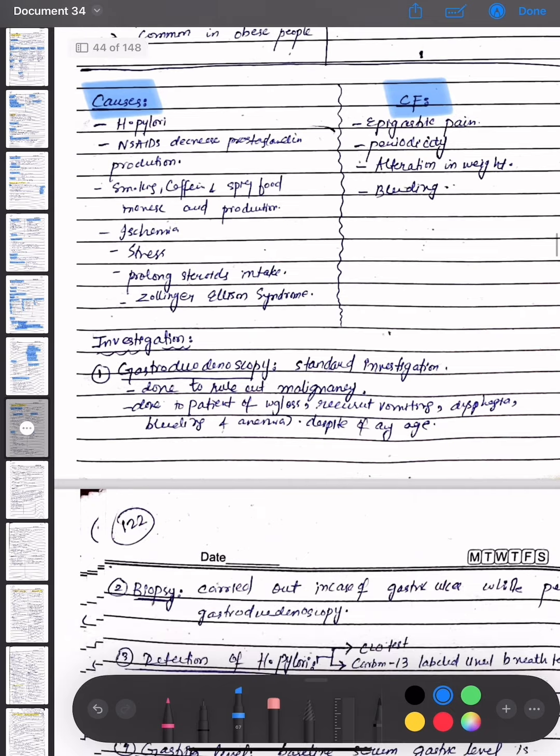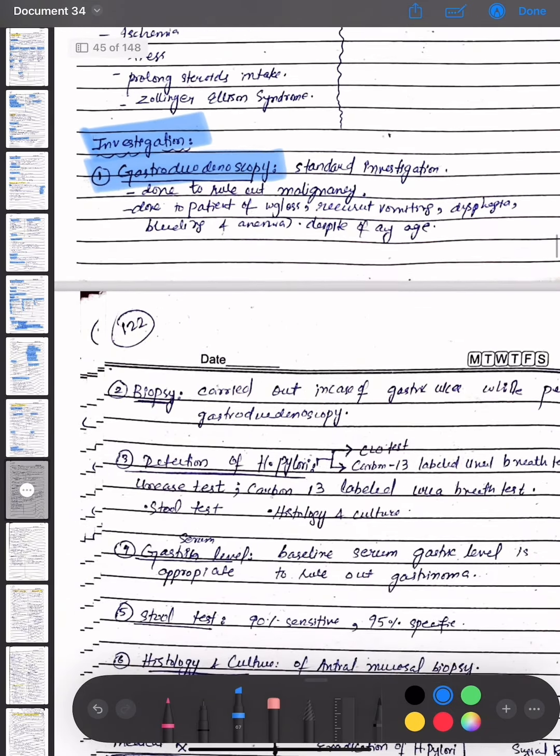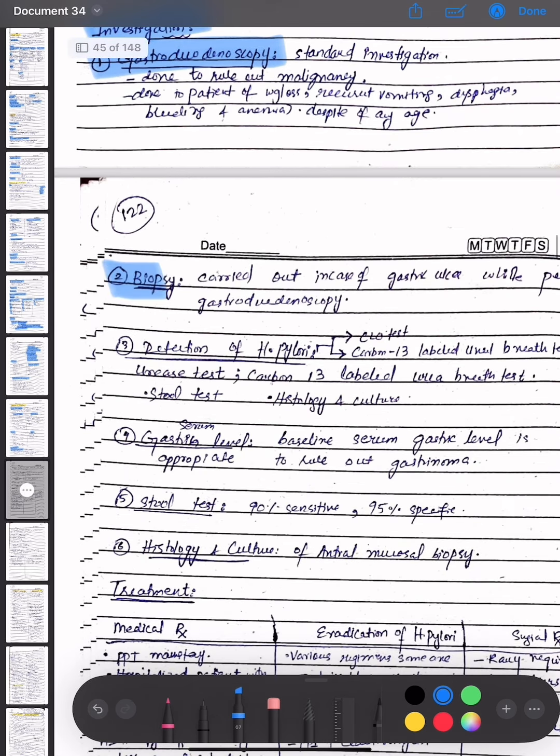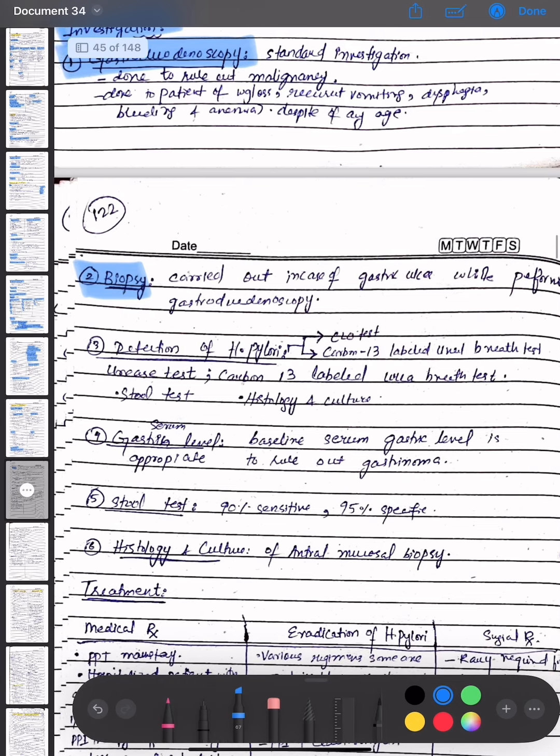What are the investigation options? These are gastroduodenoscopy, which is the standard investigation. It is done to rule out the malignancy. It is done in patients of weight loss, recurrent vomiting, dysphagia, bleeding, and anemia, despite any age. Okay. The second is biopsy, which is carried out in case of gastric ulcer while performing gastroduodenoscopy.